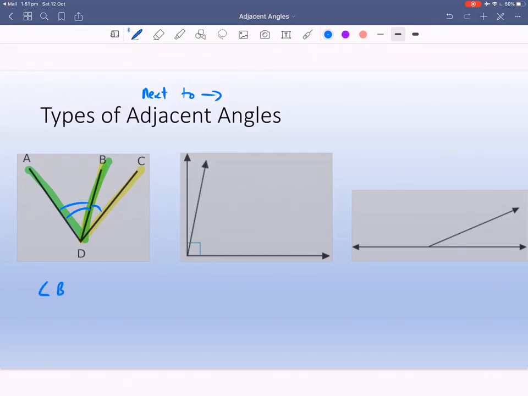Angle BDC is adjacent to, and I'm just going to highlight this again, to BDA. So let's write that, BDA. Now this next one is really important. These are types of angles that are next to each other, adjacent angles, but they're complementary.